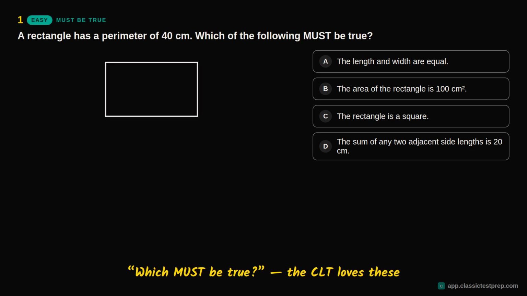A rectangle has a perimeter of 40 centimeters. Which of the following must be true? The CLT likes these questions, and it's important for you to know that there are three types of statements. Statements that must be true, statements that could be true, and statements that must be false.